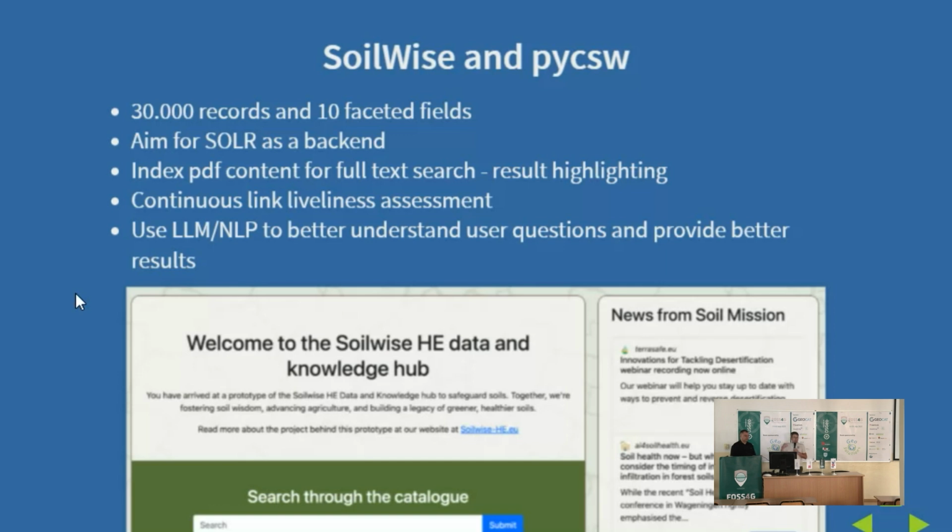We have a continuous link liveness assessment, so all the links in the metadata are checked for availability. That also helps to understand if a WMS, for example, is advertised, to know if the layer is available and how to access it. So we can more easily create a preview image of the WMS service. And then lastly, we use LLM NLP to better understand user questions on one hand, but also provide better search results.